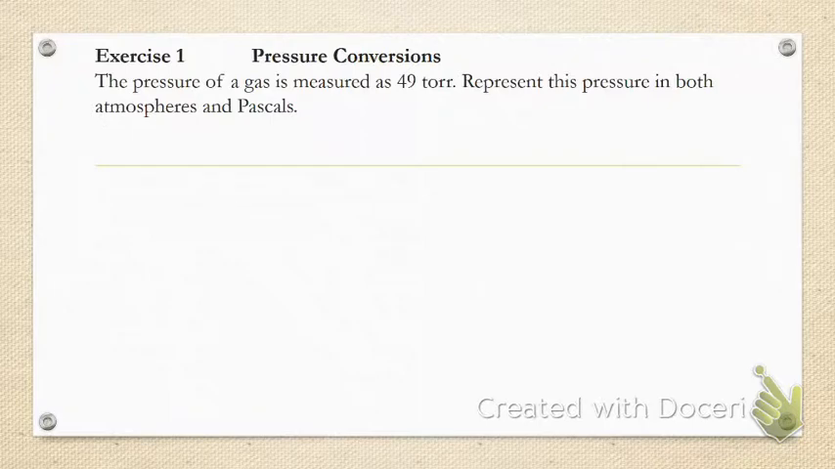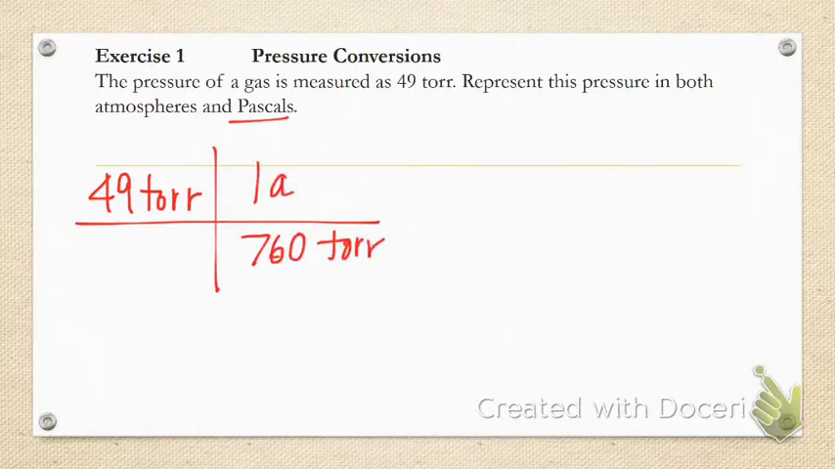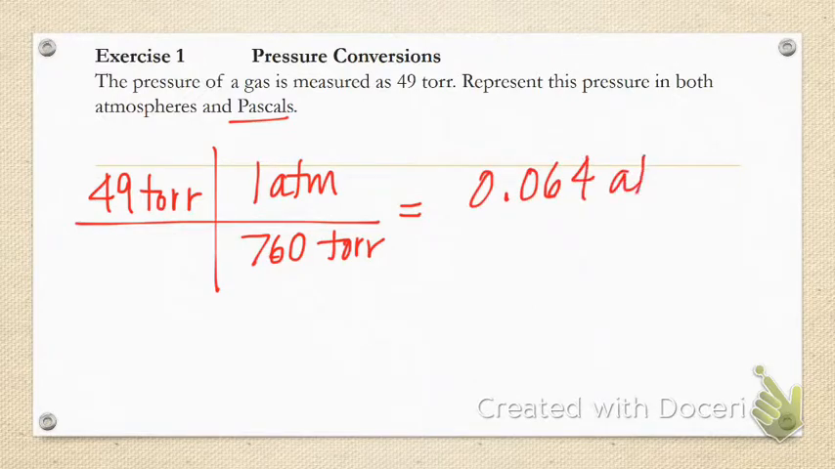I'm sure most of you remember this from Chem 1. So this one says 49 torr, and we want it in atmospheres and pascals. Notice it says pascals, not kilopascals. So 49 torr, over 760 torr per 1 atmosphere, and that is 0.064 atmosphere.